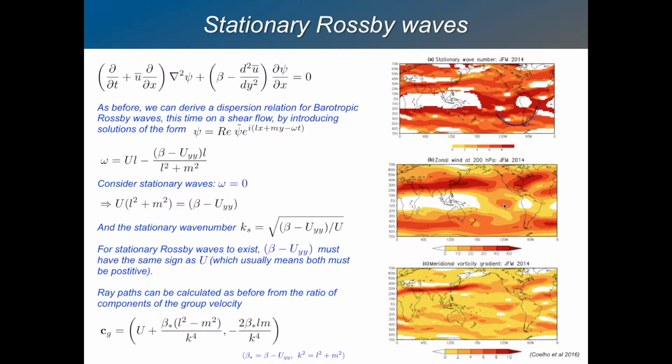And you can, again, find the group speed of these Rossby waves. So d by dl and d by dm of the dispersion relation for omega gives you the group velocity, and you can again plot the different components of the group velocity to give you the direction of the Rossby wave, and you can trace these rays, which will give you a theoretical idea of where your Rossby waves are going to be situated. So that's stationary Rossby waves.